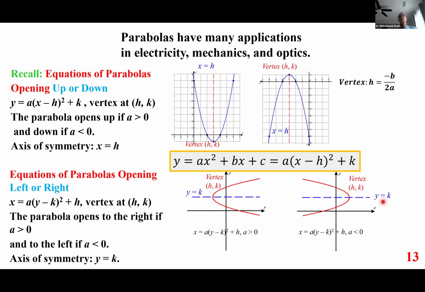The same equation for the axis of symmetry.